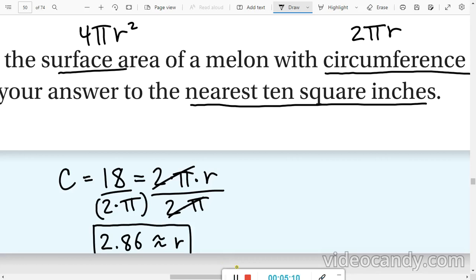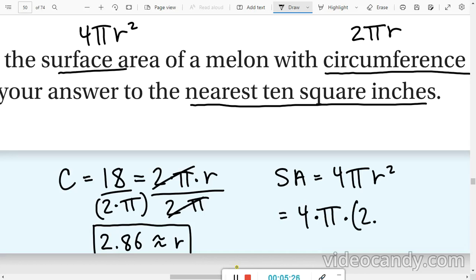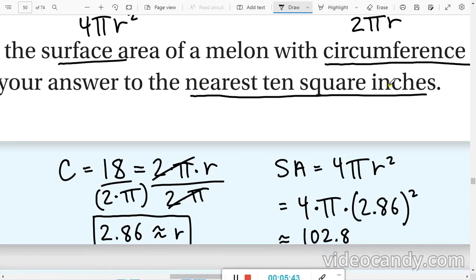And now using the surface area formula, 4 pi r squared. So that's going to be 4 times pi times 2.86 squared. All right, let's see what we get here on the calculator. Again, a big decimal. Rounding off, I got 102.8.